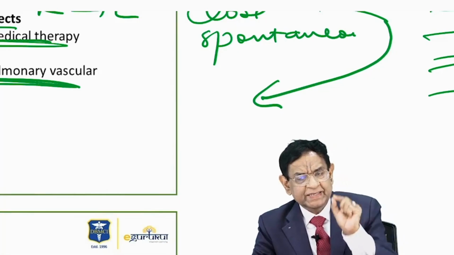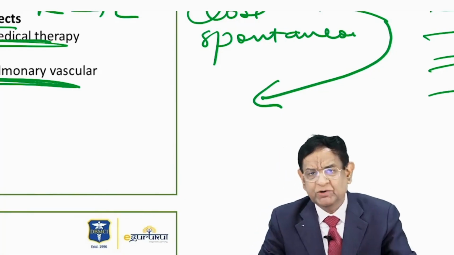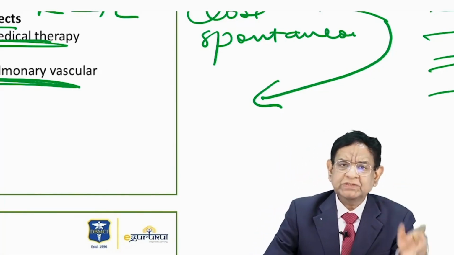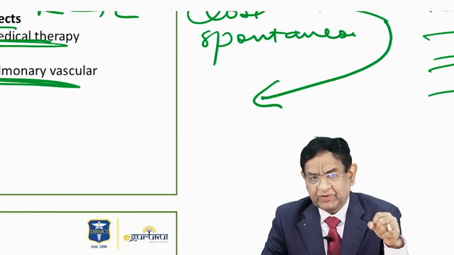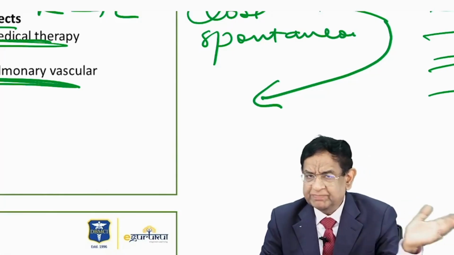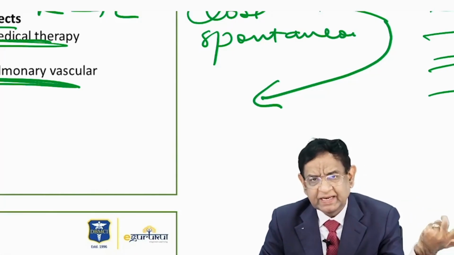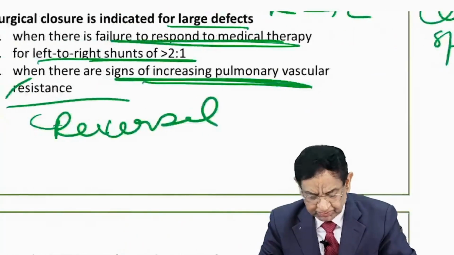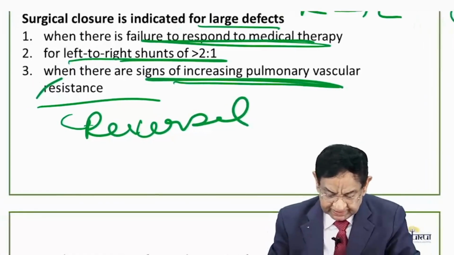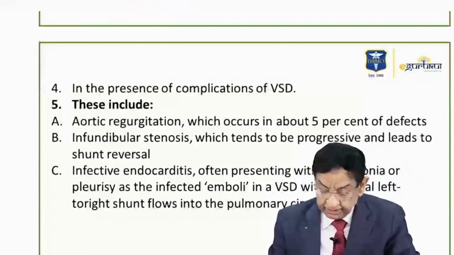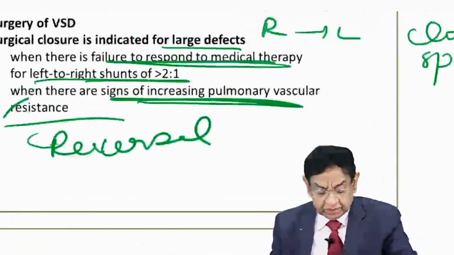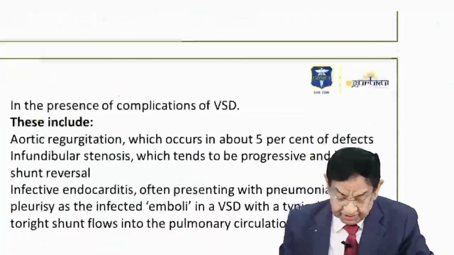That's why even in ASD, what I told you, get operated, because sooner or later PAH will happen. So why wait? And once the reversal of shunt occurs, there is no treatment, and life doesn't last long either. So it's a doctor's duty to explain the thing very nicely. We should also do it early. So we got 3 indications of surgery.